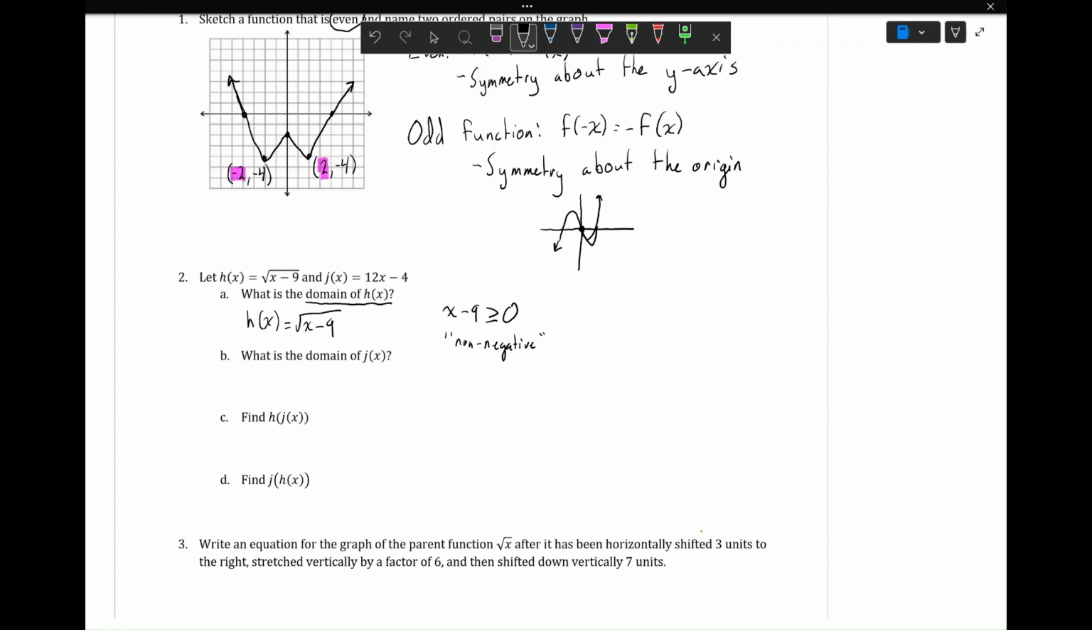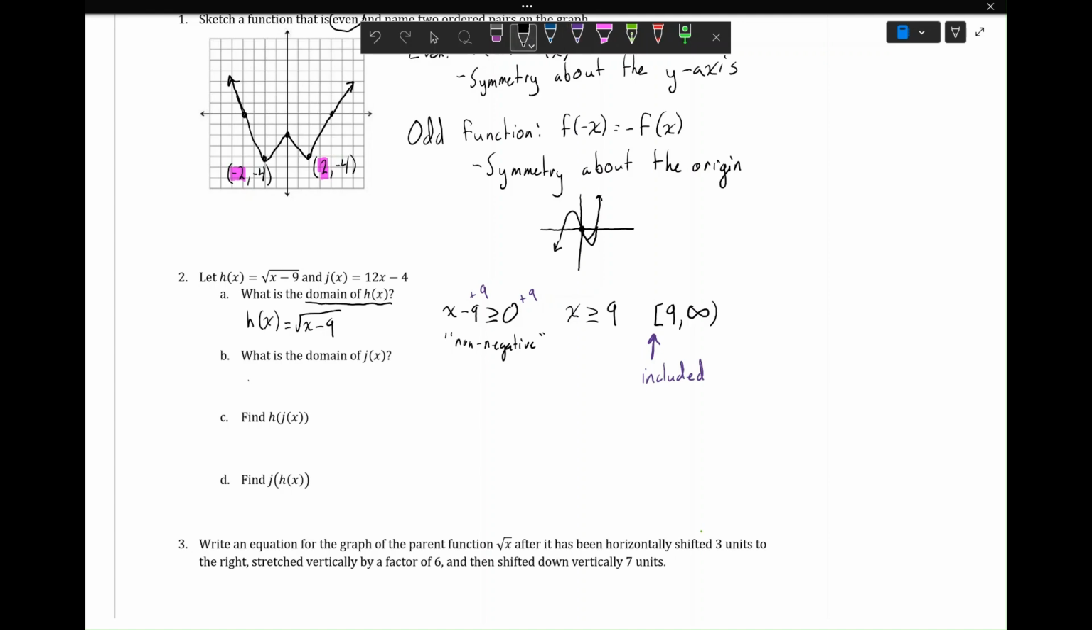This is a symbolic way of saying non-negative. Now, this is an inequality we can solve. We can just add the 9 to both sides, and I end up with x is greater than or equal to 9 as my domain. Now, in this class, we prefer interval notation, so I would write this as [9, infinity). As a reminder, this bracket here means that endpoint is included. I'd use a parenthesis to say it's not included. All right.